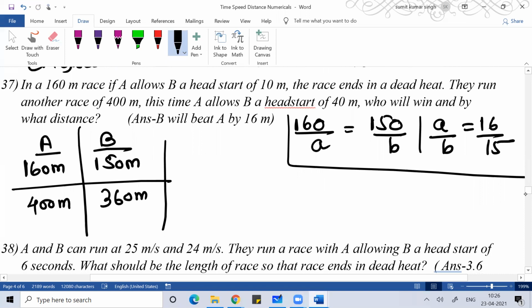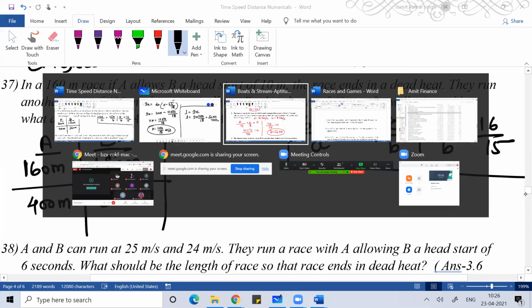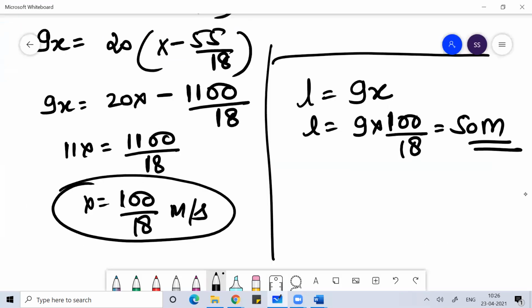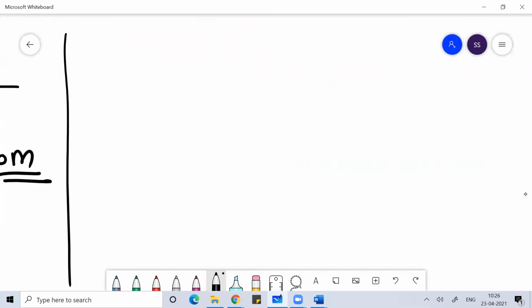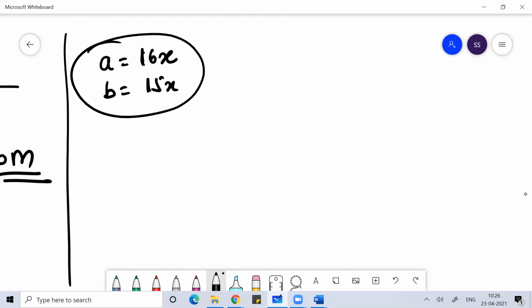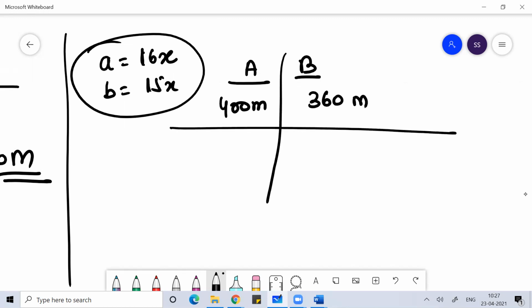So now the question arises here. You know the ratio of speeds of A and B. So A's speed is, suppose, 16x and B's speed is 15x. That is the ratio of speeds you got. Now A is going to run 400 meters and B is going to run 360 meters. So now you don't know who's going to win or lose the race, so I can find the time they are going to take.